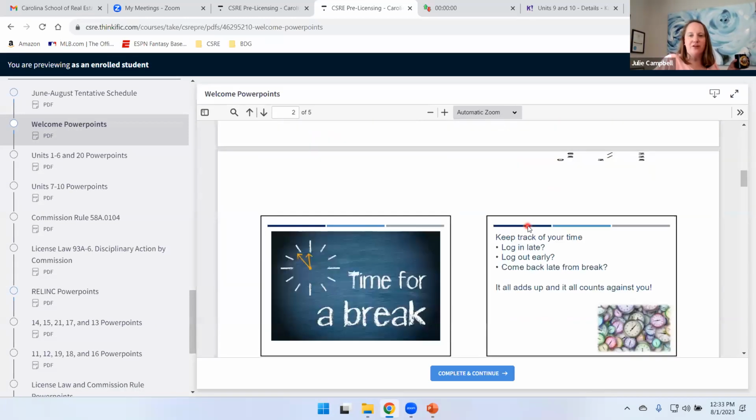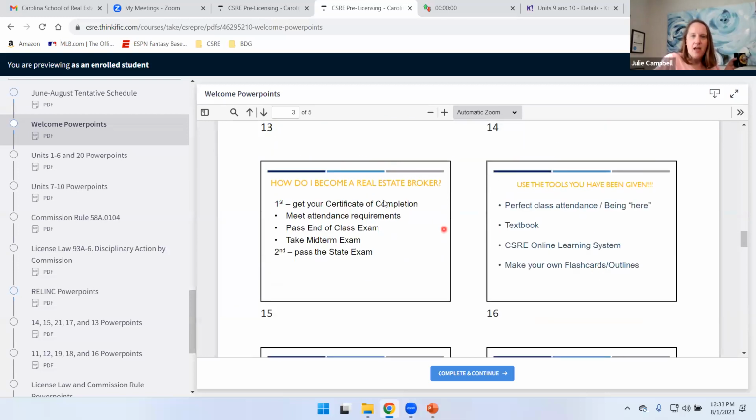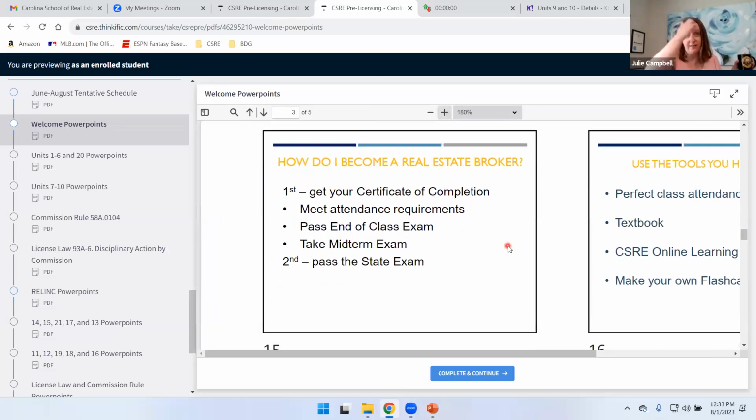You may remember from the first day of class, our welcome, our little introduction to the class, we talked about the requirements you have to meet to get out of this class and go on to take your state exam. You have to receive a certificate of completion from Lane. And there are certain things you have to do to have that certificate. You have to meet the attendance requirements. How many hours are you allowed to miss? 15. That's the attendance requirement. If you have 14 hours and 59 minutes, you are eligible for this certificate of completion.